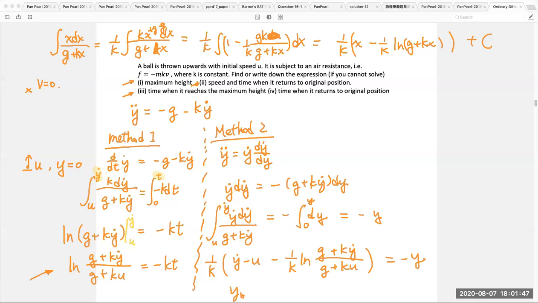So for the maximum height, you put y dot equal to 0. And then the minus sign can be cancelled out on both sides. So it should be u over k minus natural log of (gk plus u) over g. I reversed the numerator inside the natural log to make it look more natural.